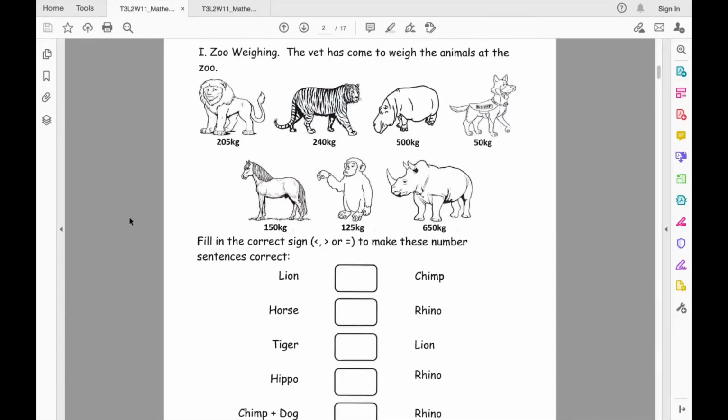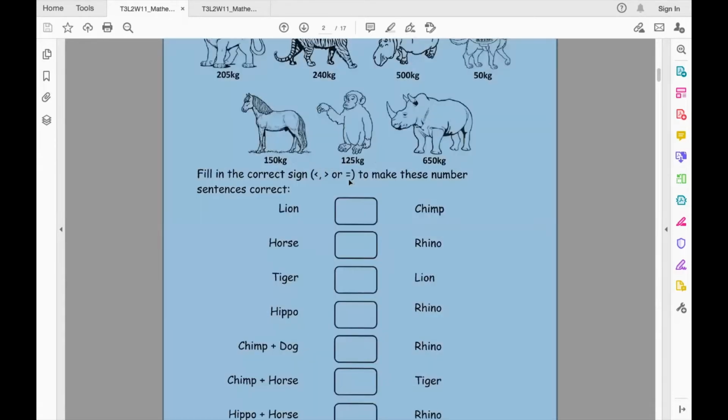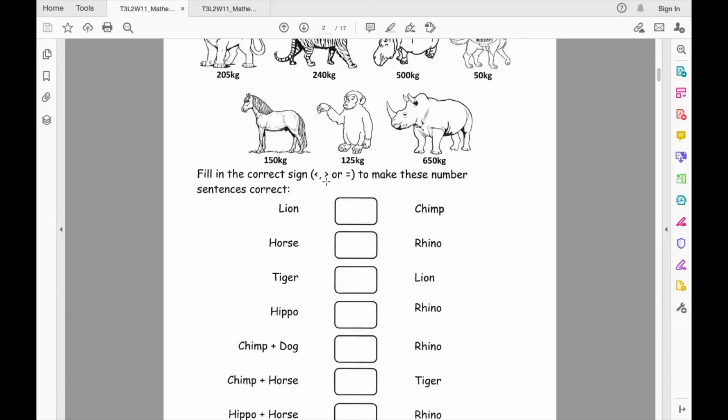Now, for our first activity, what we've got to do here is fill in the correct sign. Imagine these two signs are sort of like alligator mouths. They try to eat the bigger number. So we can use these crocodile mouths, or we can use this equal sign.